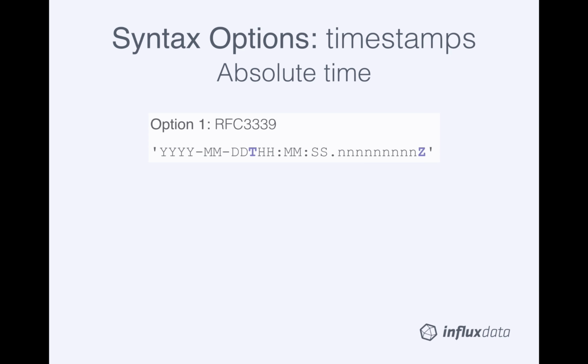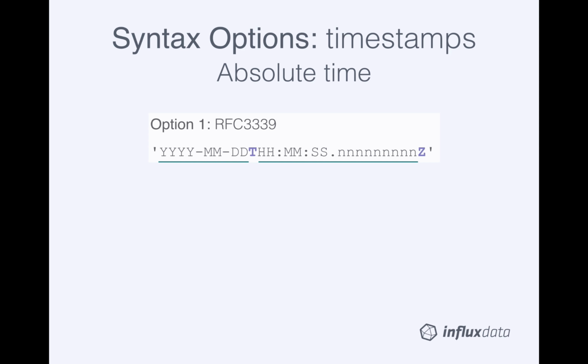The first part is the date, so the 4-digit year, a dash, the 2-digit month, a dash, and finally the 2-digit day. The date is followed by a T and then the time. The time is the 2-digit hour, a colon, the 2-digit minute, a colon, the 2-digit second, followed by a period, the 9-digit nanosecond, and finally the letter Z.